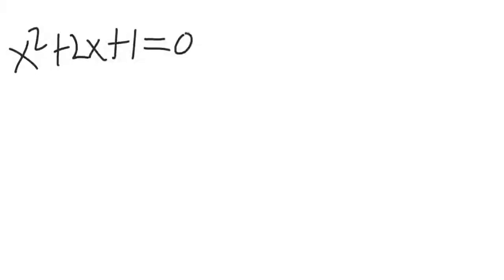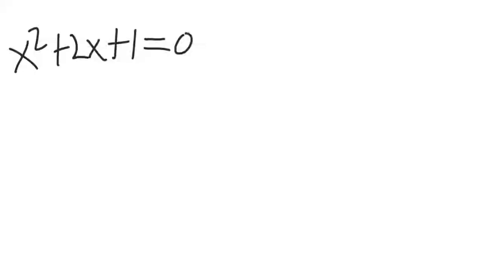Let's talk about how we can use the discriminant to find out information about a quadratic equation. For example, let's say x squared plus 2x plus 1. And I want to know, when is that equal to 0? Specifically, let's say we don't care about the exact answer. We just want to know how many there are. Well, that is a perfect example of when we can use the discriminant.